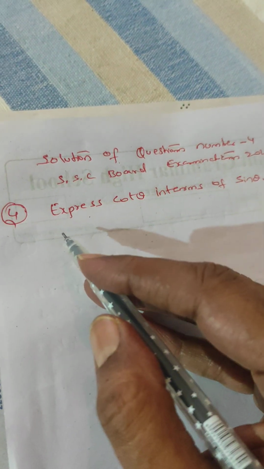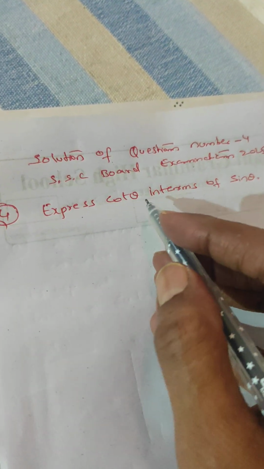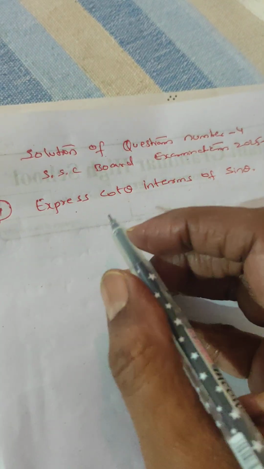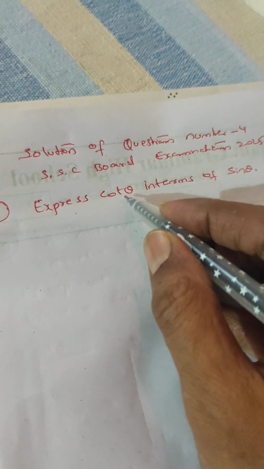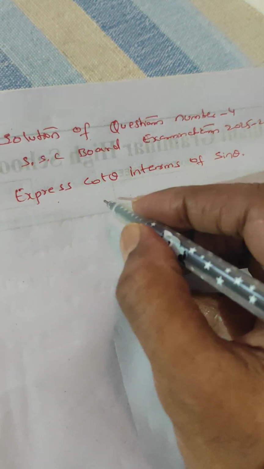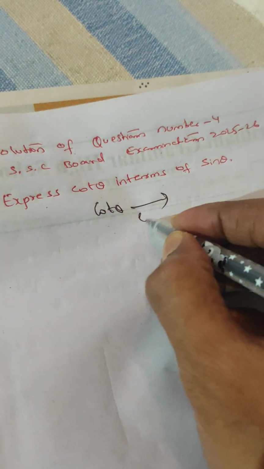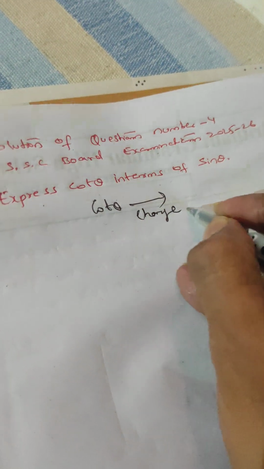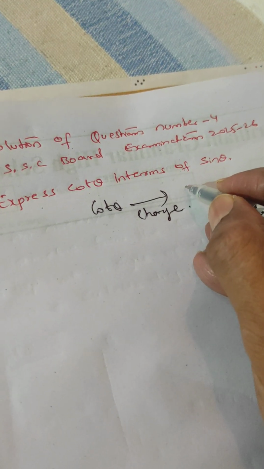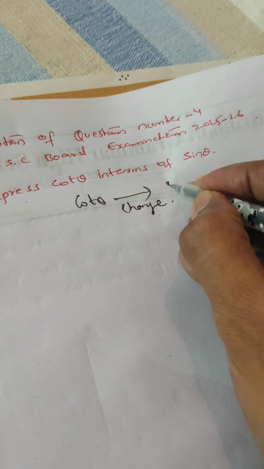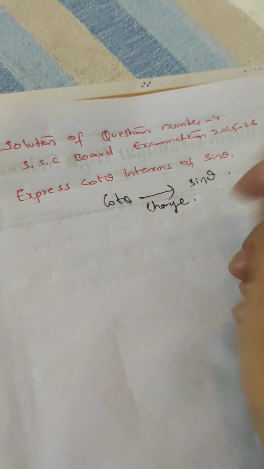The fourth question states: express cot theta in terms of sin theta. It means we have to change this cot theta, or write it, in terms of sin theta.